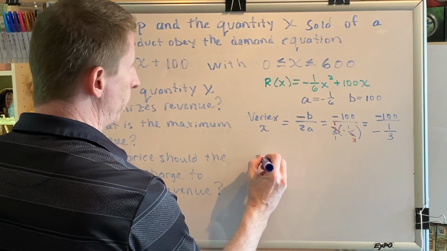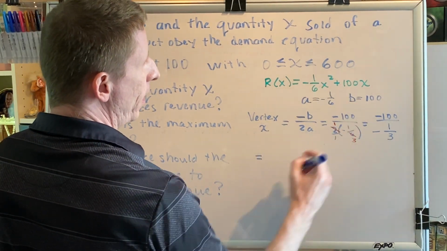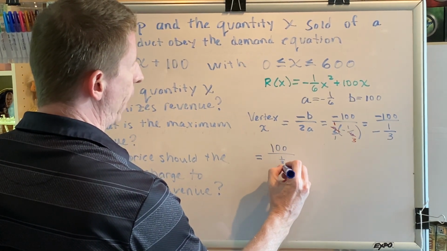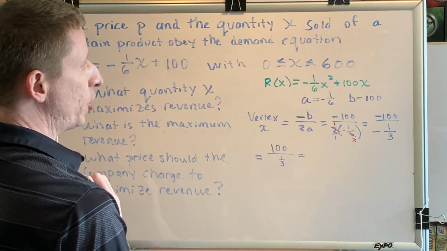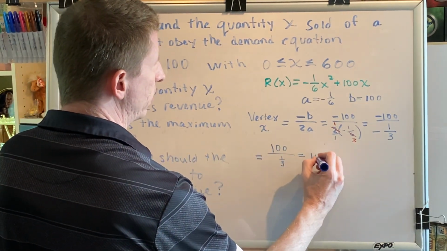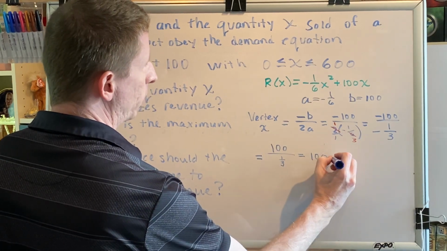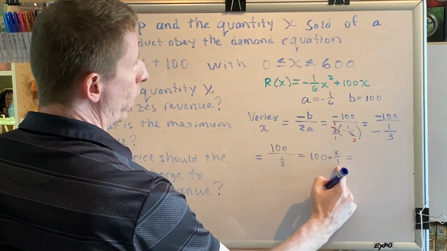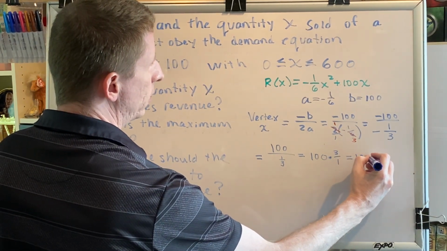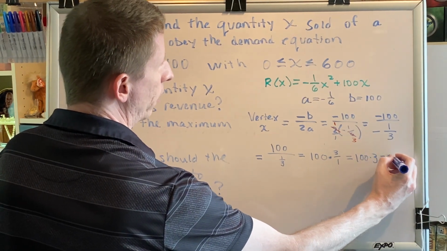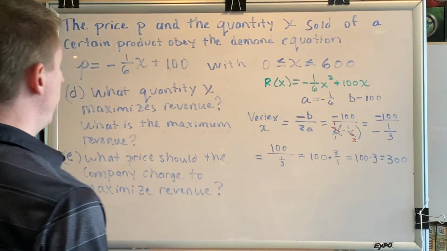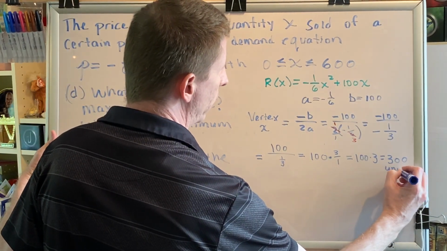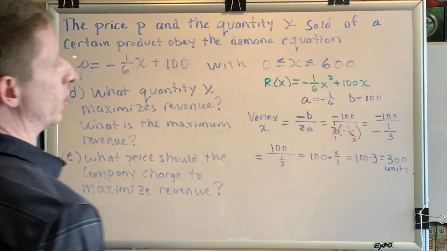Continuing to simplify. A negative divided by a negative is a positive, which means I could drop both negatives and simply figure out what is 100 divided by a third. Now I'll keep, change, flip to get my answer. Keep the 100 just as it is, change the division into multiplication, and flip this so that it becomes 3 over 1. 3 over 1, of course, is just 3, and 100 times 3 is 300. So this answers the question, what quantity x maximizes revenue? We need 300 units produced and sold.